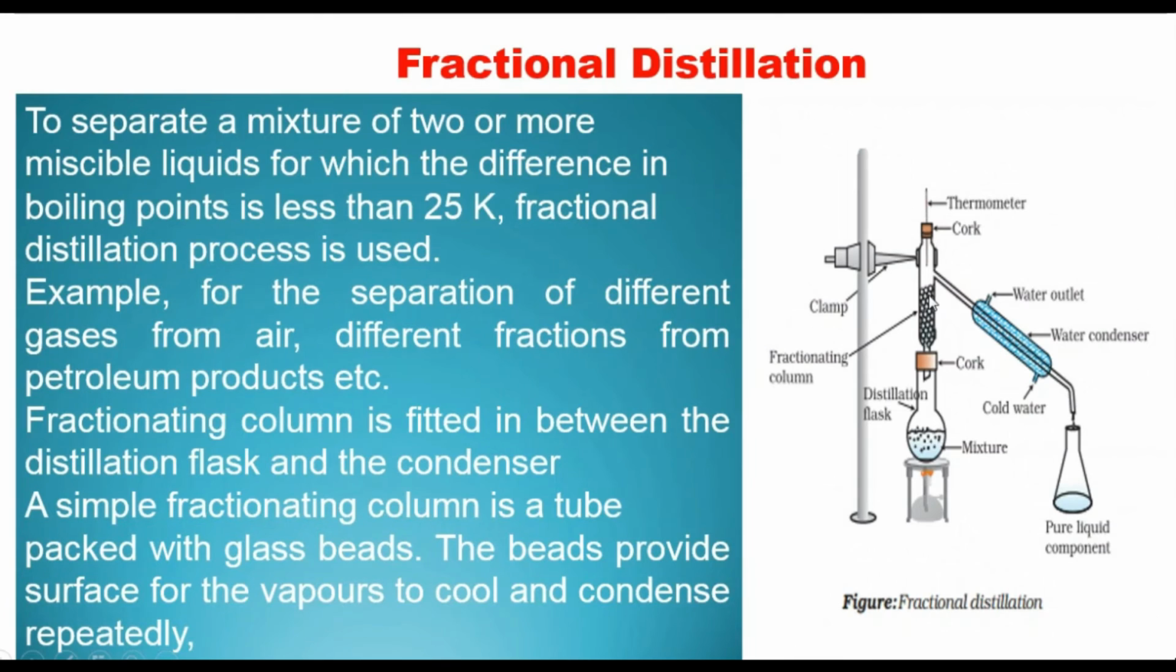The fractionating column is a tube which is packed with glass beads or say stones, and these beads provide the surface for the vapor to cool and condense repeatedly. What happens is, because of the beads a surface is prepared. And one more thing is there, these beads provide hurdles to the vapors. When vapors rise, the beads act as a hurdle, and whichever liquid has the lesser boiling point rises up, and then it passes through this condenser, cools down and gets separated in a different funnel.